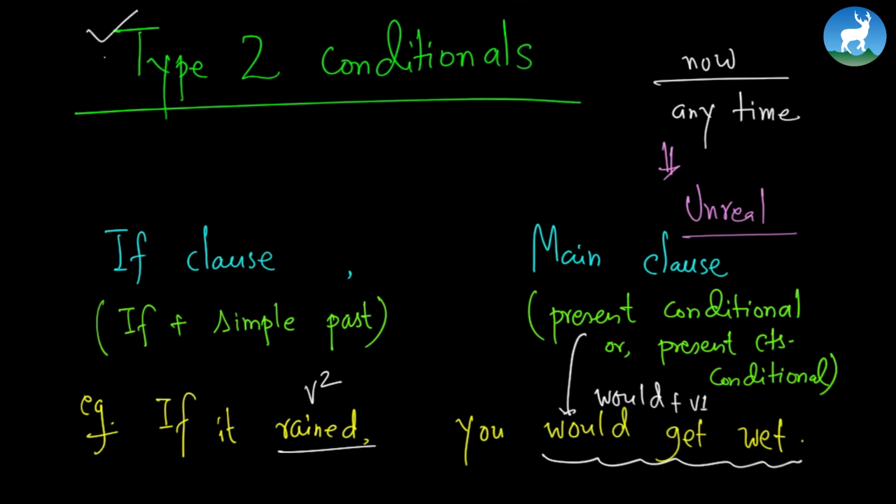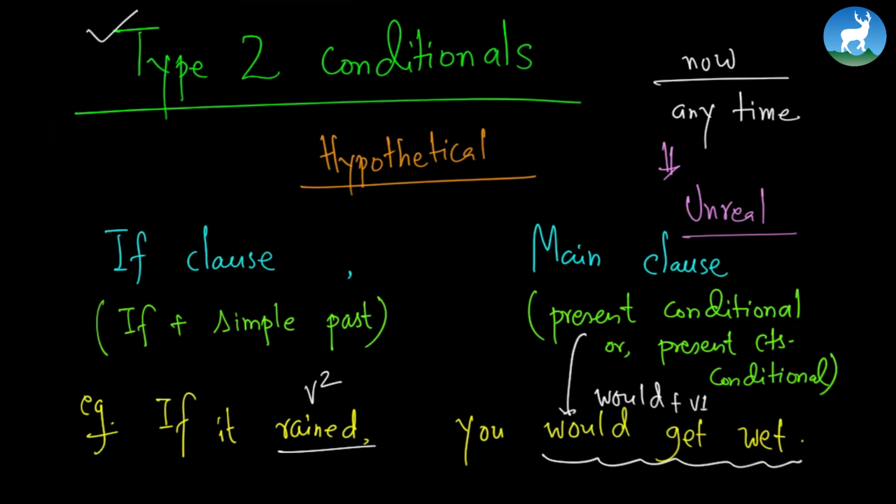So it can rain maybe at 2 o'clock this afternoon, or it can rain in the evening. We don't know about that. So if it rained, given that it rained, you would get wet. That's why you carry an umbrella. So it is very unreal. It is not happening right now. It is not a real situation. It's very hypothetical, but it is likely to happen. It can happen, right? If it rained, you would get wet. That means the chances of raining are pretty high, right?